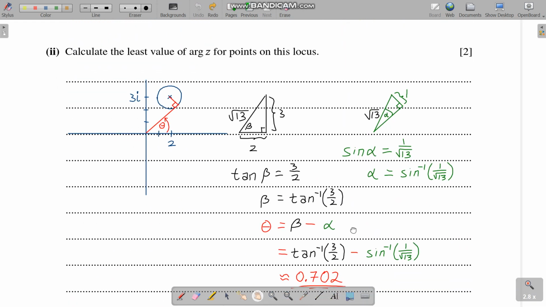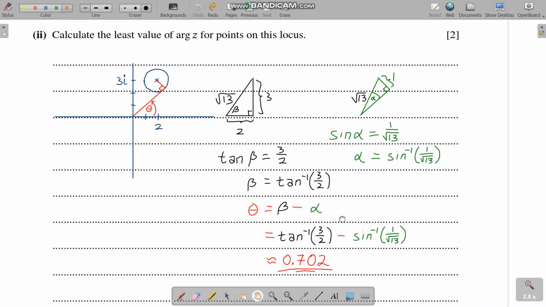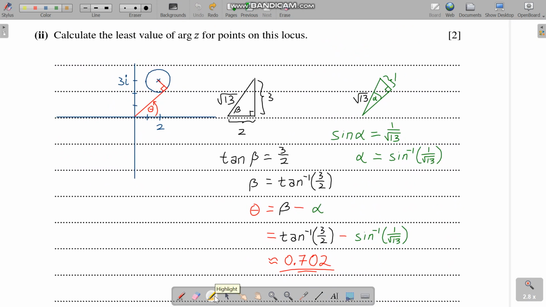Now the least value of the argument of z. So the z is actually the line from the origin to any point on the circumference of the circle. Now because we need to find the least argument, we want this angle theta to be as small as possible. That is when the point is at this tangent point of contact here. So this is a tangent line, that's why it's perpendicular. We need to find the angle theta.